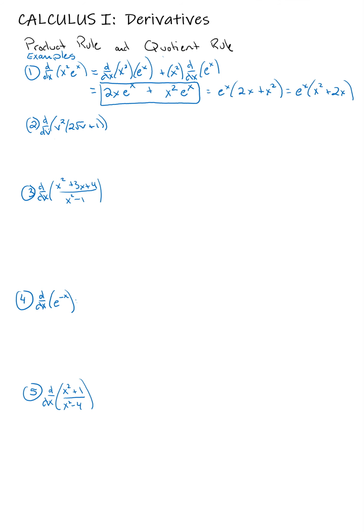All right, example 2, we've got d dv of v squared times 2 square root of v plus 1. First thing I'm going to do is to go ahead and rewrite that square root of v as v to the 1/2 power. I think that's going to make life a little bit easier. Now, I could, if I wanted to, distribute this and then just use the power rule, but I'm going to go ahead and treat this as a product and use the product rule. So my first function is v squared, and the second function is 2v to the 1/2 plus 1.